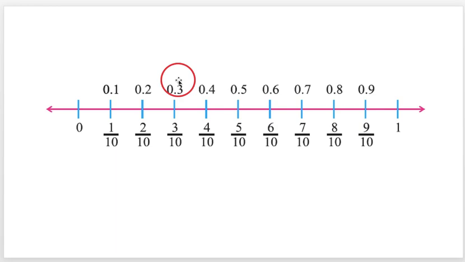Now suppose it is given: find on a number line 2 by 10. So what we'll do? You will write 0 to 1 first and then you will divide the part into 10 equal parts, and here is your 2 by 10. So this is your answer. You will highlight it and this will be your answer.